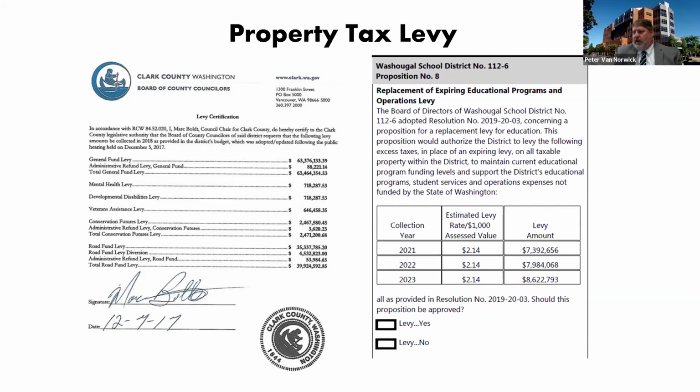And the tax rate, if they estimated wrong, for example, let's say assessed values went up more than they estimated, what would happen is the tax rate would be lower.